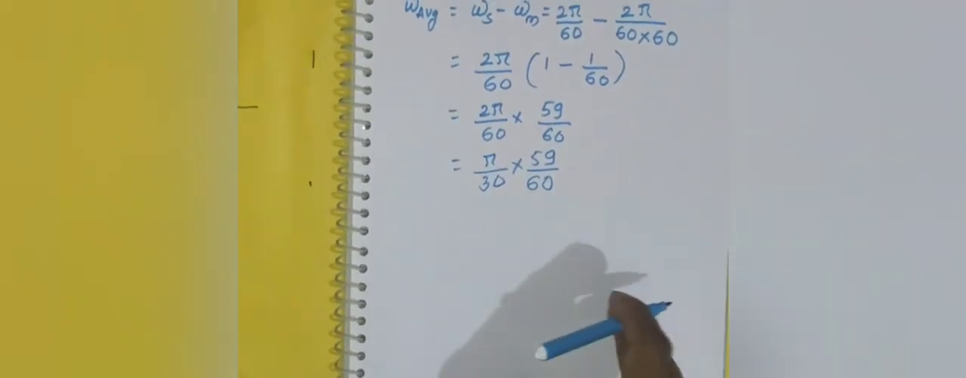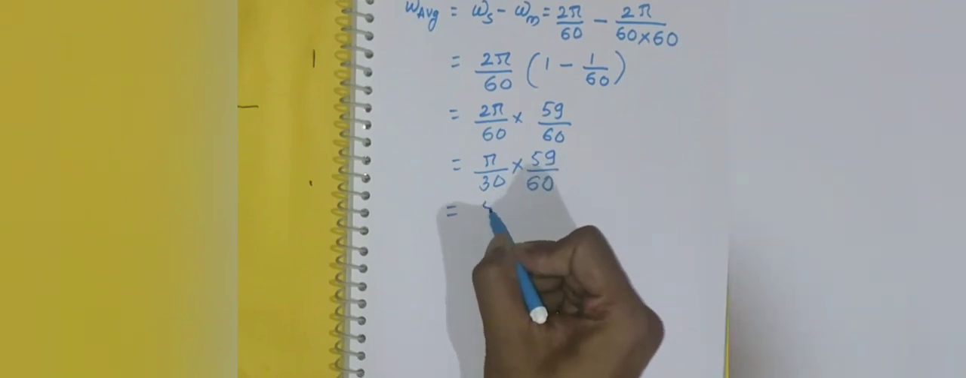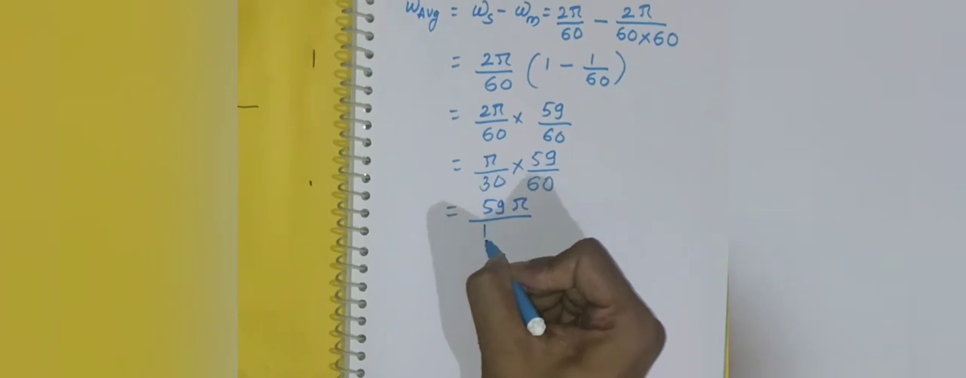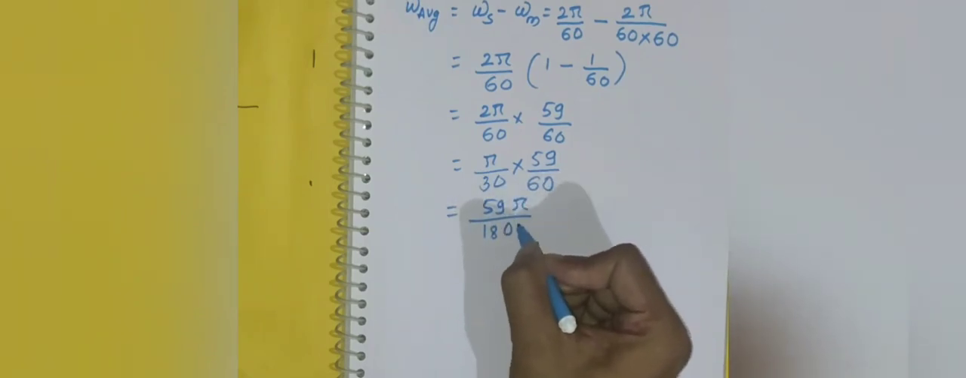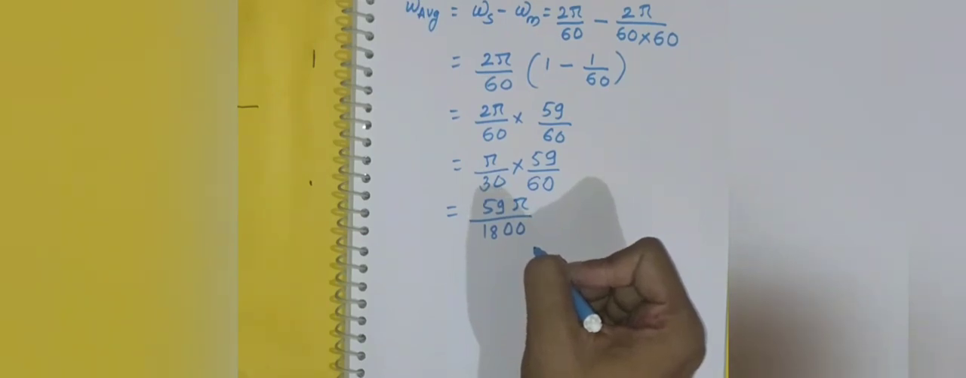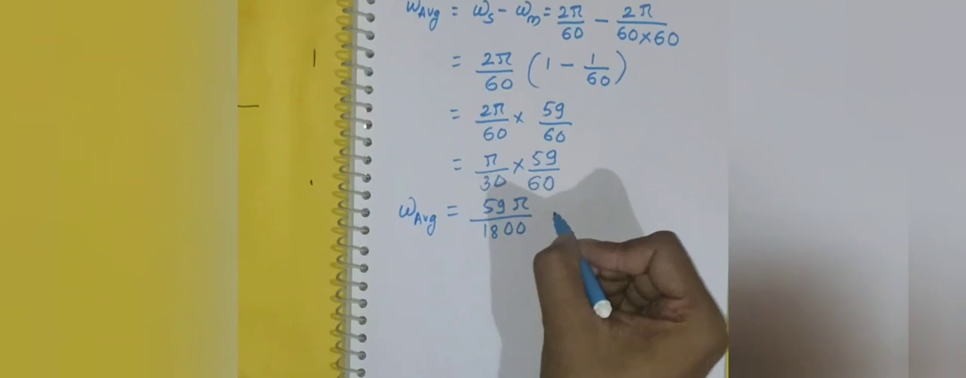Now we just have to multiply to give it in the right form. So this will be 59 pi divided by, 30 into 60, which is 1800. So this is the average angular speed, or average angular velocity. It is measured in radian per second. So this is our answer.